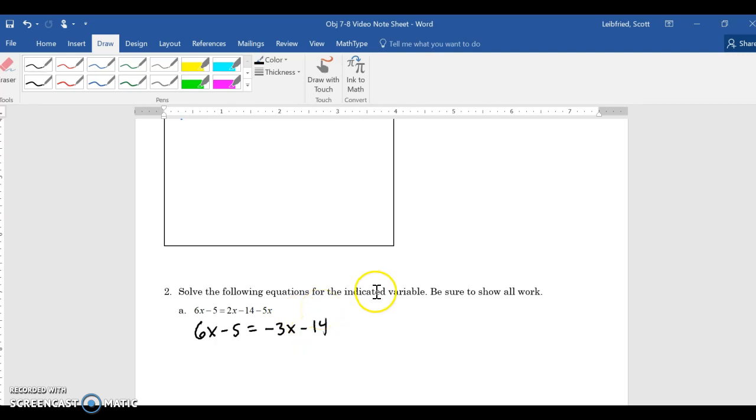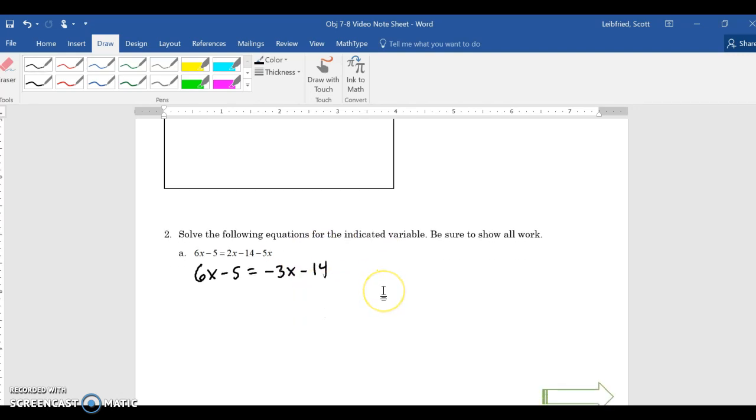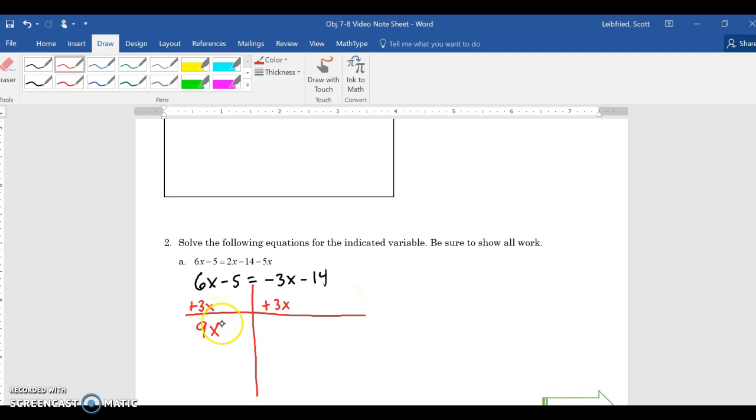Then we're going to follow the same procedure that we did above. We're going to draw our line to separate our equal sign and our sides of our problem. We're going to combine like terms. We're going to choose to get the variables on the left side. So therefore, I'm going to add 3x to both sides. 6x plus 3x is 9x. I bring down the minus 5. 3x and negative 3x cancel. I bring down the minus 14.